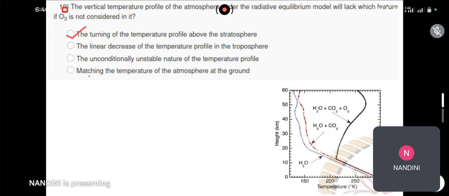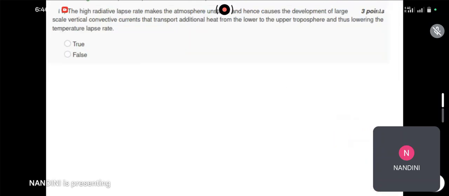That's why we are getting an unconditionally unstable profile. We are only considering the radiative equilibrium. The third one was matching the temperature of the atmosphere at the ground. So that is also a different problem. The turning of the temperature profile above the stratosphere is what will be missing if we don't consider ozone while plotting the vertical temperature profile of the atmosphere. The next question.